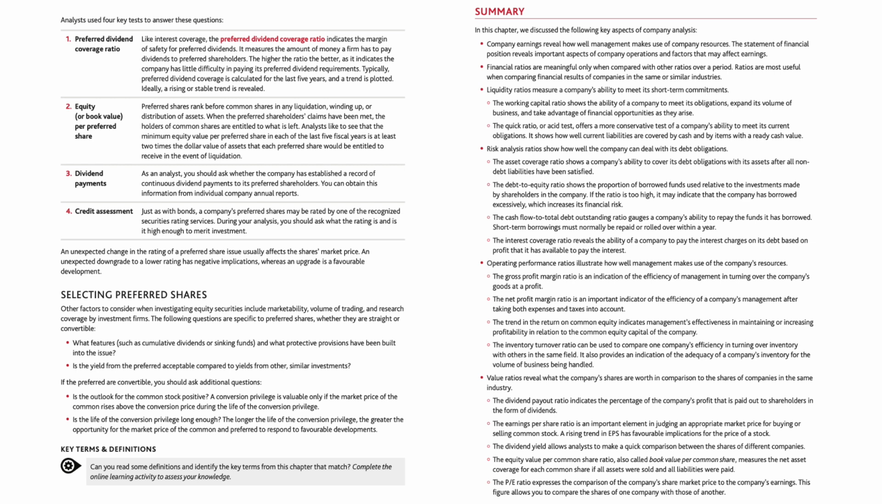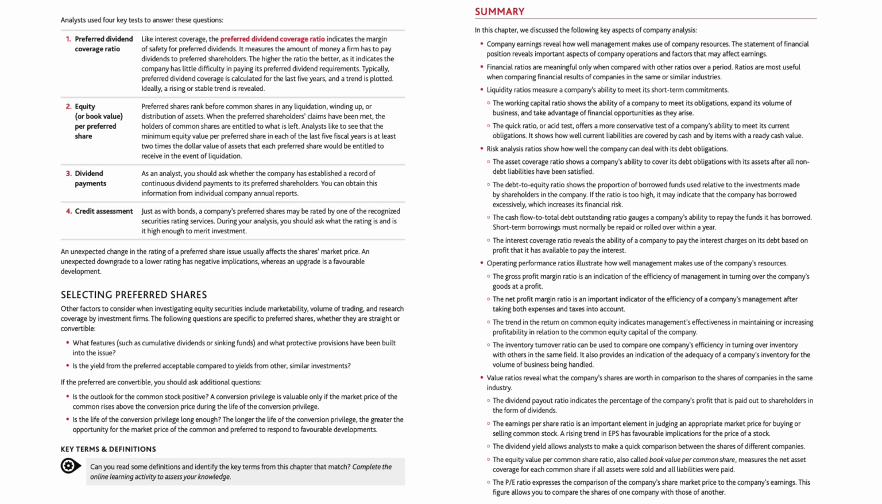The gross profit margin ratio is an indication of the efficiency of management in turning over the company's goods at a profit. The net profit margin ratio is an important indicator of the efficiency of a company's management after taking both expenses and taxes into account. The trend in the return on common equity indicates management's effectiveness in maintaining or increasing profitability in relation to the common equity capital of the company.